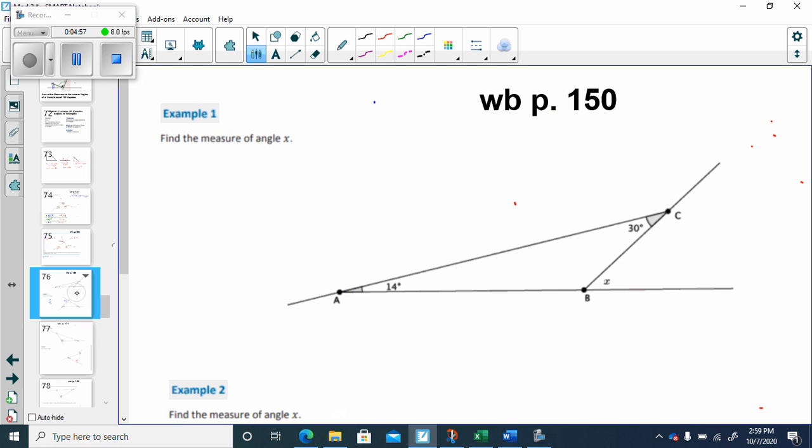That being the case, I want you to turn to page 150 in your workbook, and we're going to try a problem here. I'm going to use this one to show you how this works. One of the things we just learned is that the measure of your exterior angle is equal to the sum of your two remote interior angles, right?